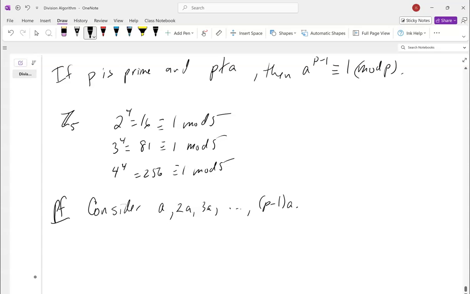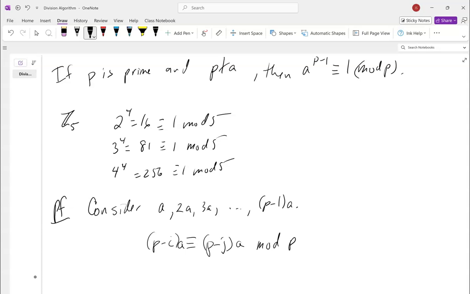Is it possible for any two numbers in this list to be congruent to one another mod p? Let's think about that. So let's say you had a(p minus i) and a(p minus j) were congruent. So we had a times (p minus i) and a times (p minus j), and those are congruent mod p. That's fine. I can leave it like that.